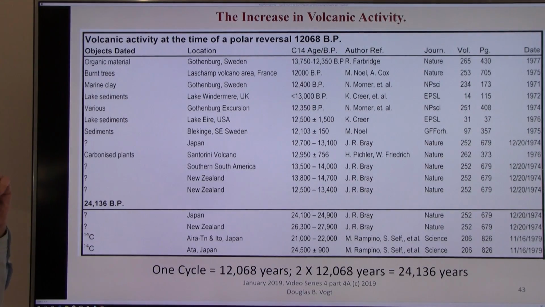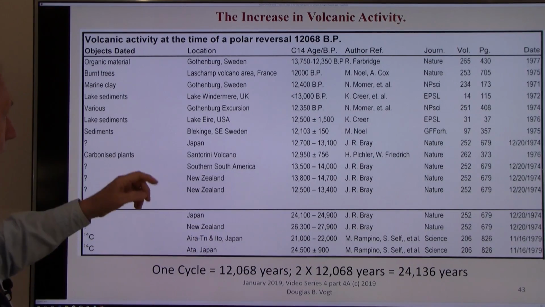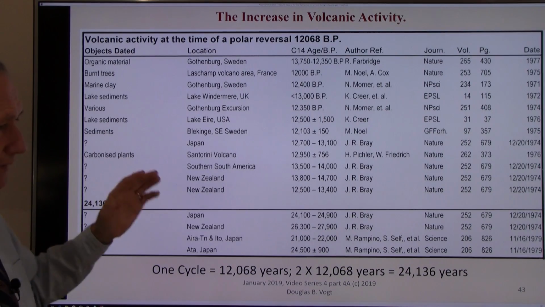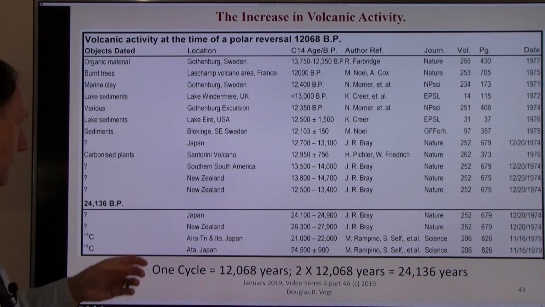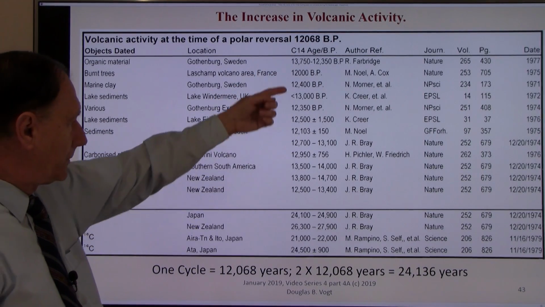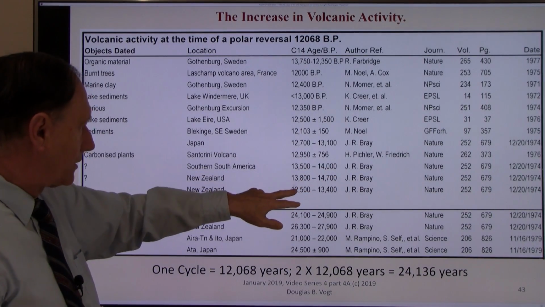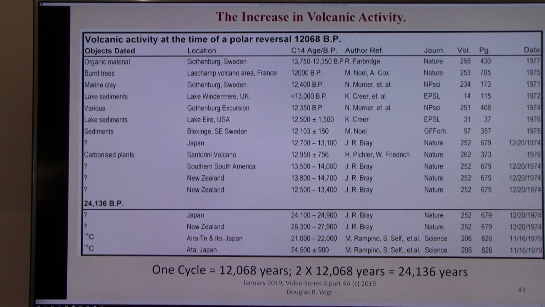This is volcanic activity at the time of a polar reversal 12,000 years ago, and also 24. This is, again, organic material that was found underneath the lava, sometimes in it. And these are the locations, but they're all centered around the 12,000 year period. Some have a wider range. I don't know if it's correct or not. This one seems to be okay, though.